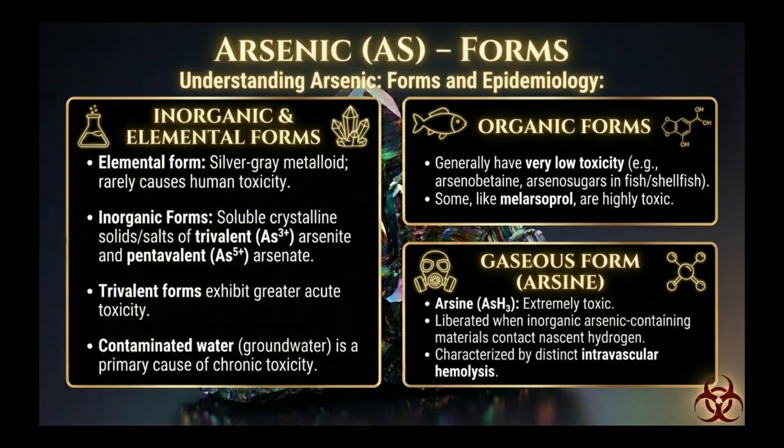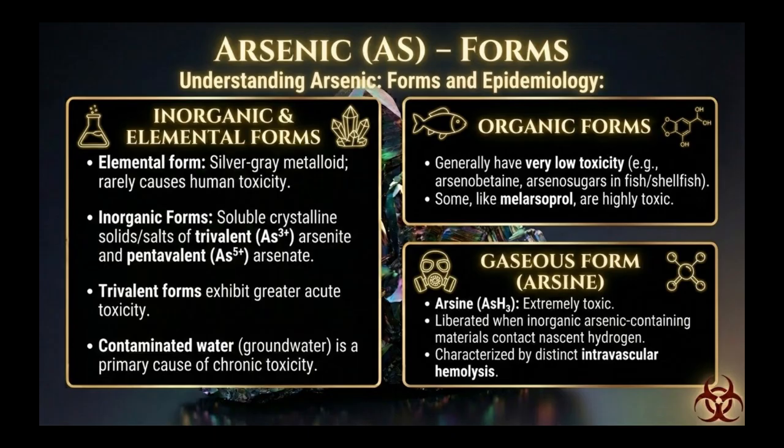Arsenic is a silver-gray metalloid that rarely exists in its elemental form in nature because it has low solubility, which generally prevents human toxicity. Instead, human exposure mostly involves inorganic arsenic salts and natural or synthetic organic arsenic compounds. The toxicity of these compounds varies widely depending on their molecular structure, valence state, solubility, and circumstances of exposure. Inorganic arsenic primarily occurs as soluble crystalline solids and salts of trivalent arsenic known as arsenite and pentavalent arsenic called arsenate. Compounds of trivalent arsenic tend to be more acutely toxic than those of pentavalent arsenic, although in vivo interconversion between these forms can occur. Both types can produce similar patterns of intoxication, whether acute or chronic.